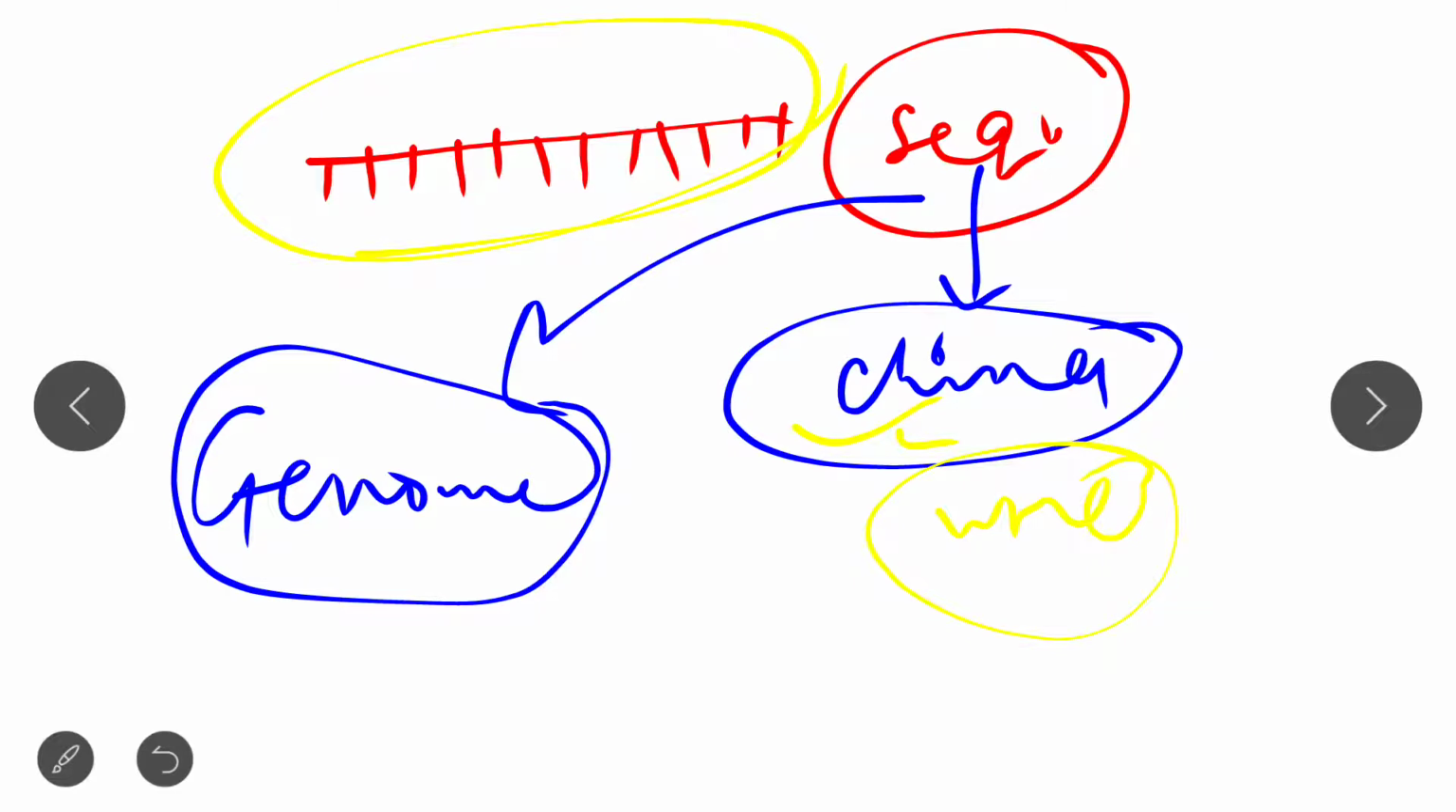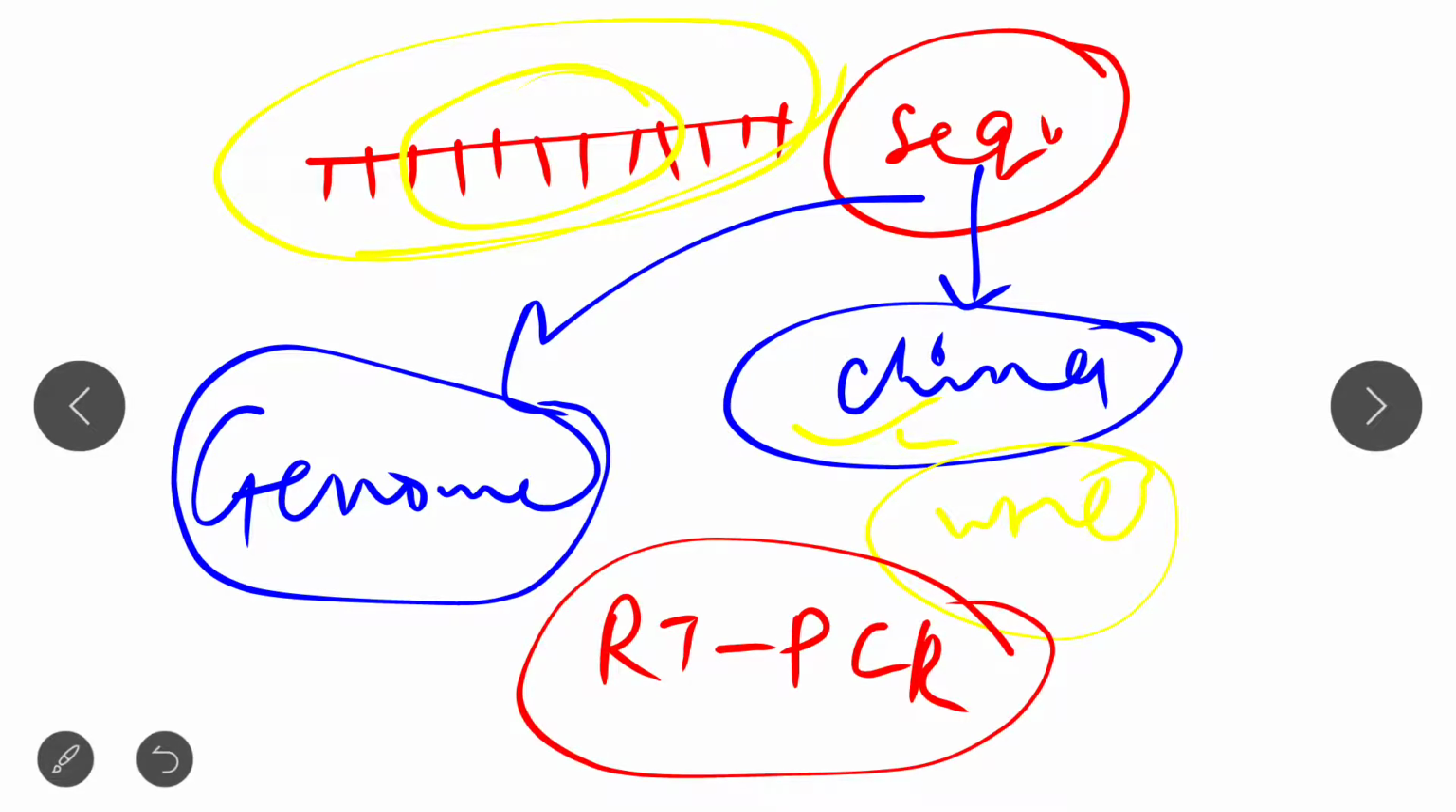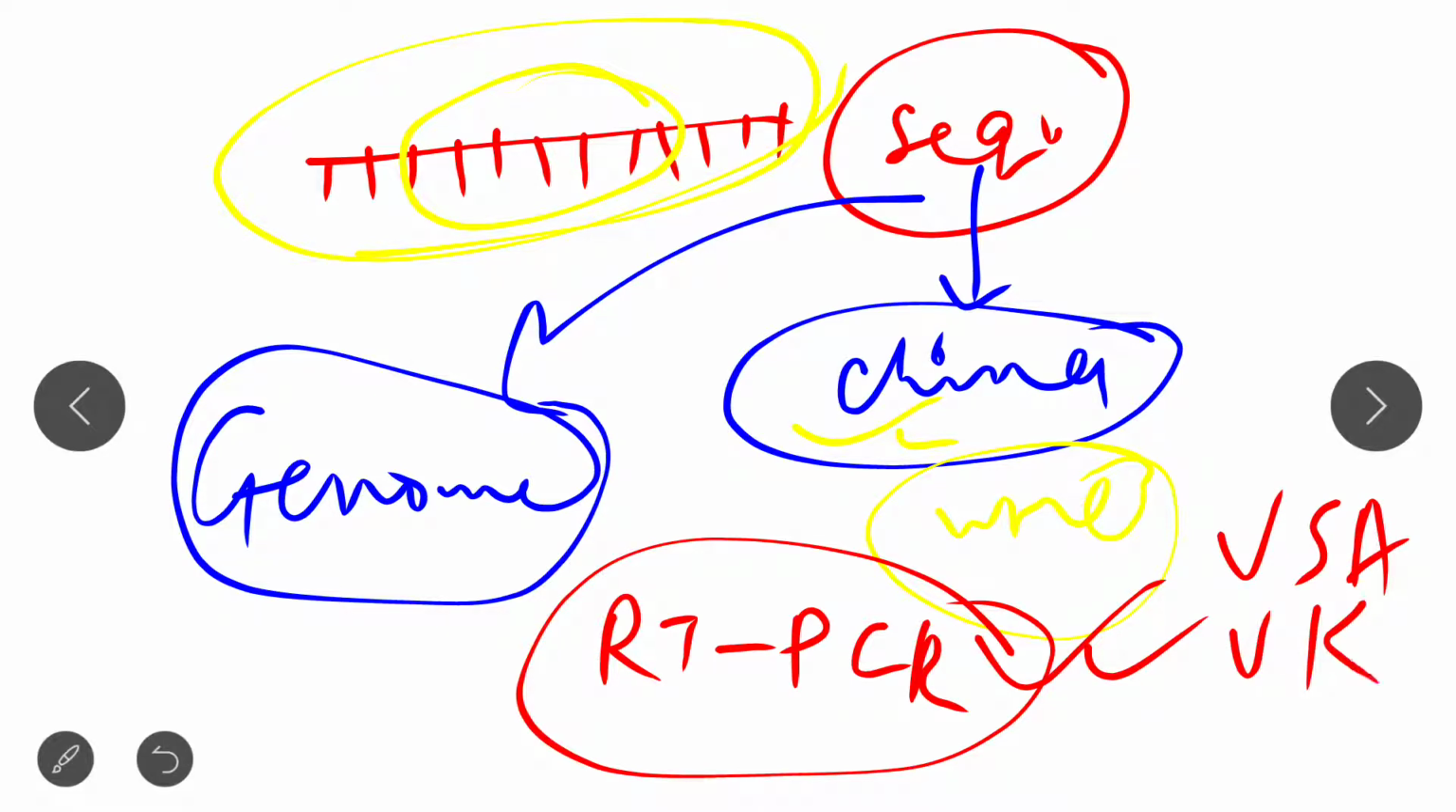And through this sequence, through this whole genome, we can easily find out whether a person is positive or negative, okay. And how can we find out? By the use of different RT-PCR kits, okay. And these RT-PCR kits are developed by different companies in different countries. For example, USA has different RT-PCR kits, UK has different ones, as well as India has different RT-PCR kits.